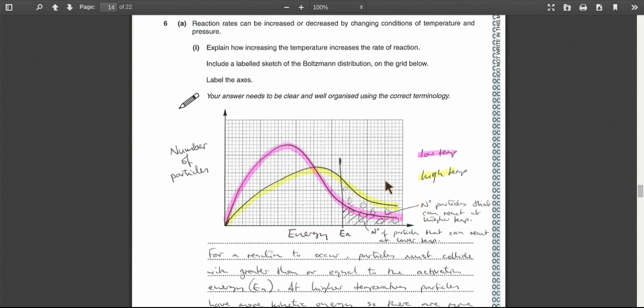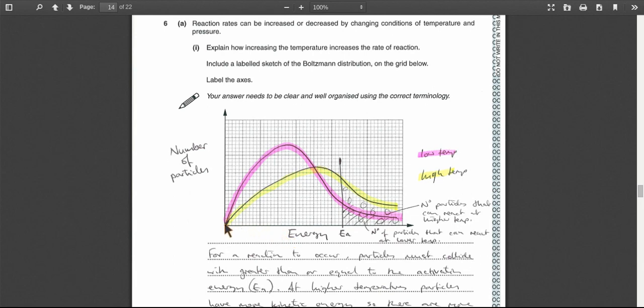So if you're going to talk about how an increase in temperature increases rate, you are going to need two curves. And when I set this question with my students, quite a few of them only drew one curve. So how can you make a comparison when you've only got one curve? So it's two curves for this one. So the first thing you need to do is make sure your labels are correct for your axes. So it's number of particles on the y-axis and energy on the x-axis.